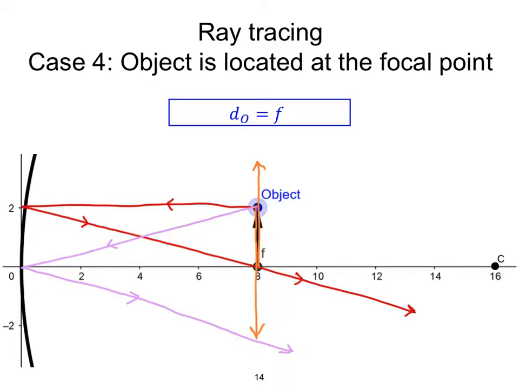Could we determine the image location just by looking at the intersection of the parallel ray and the central ray? Well, that presents a problem as well, because these two rays are parallel for any object at the focal point, and if they're parallel, that means they never intersect. Since the three rays never intersect, no image is formed.